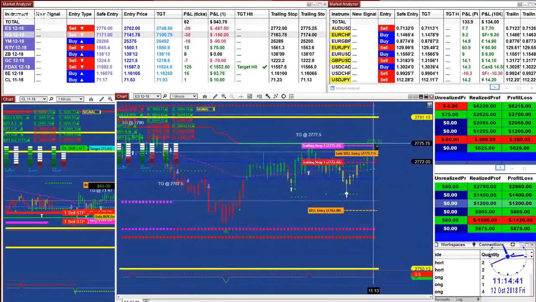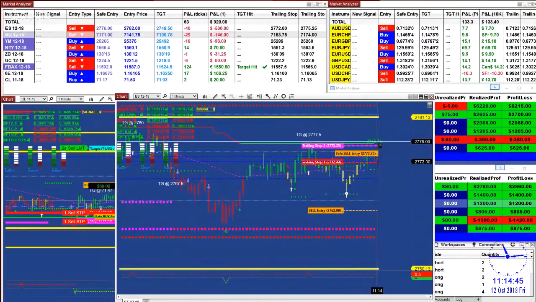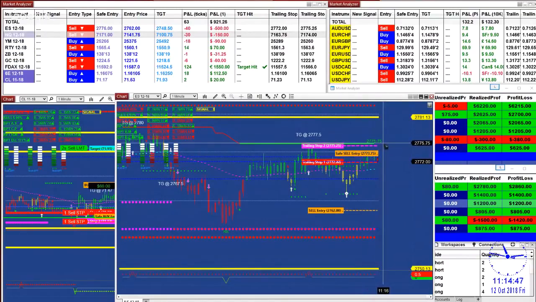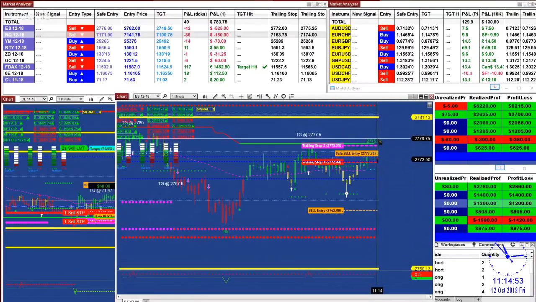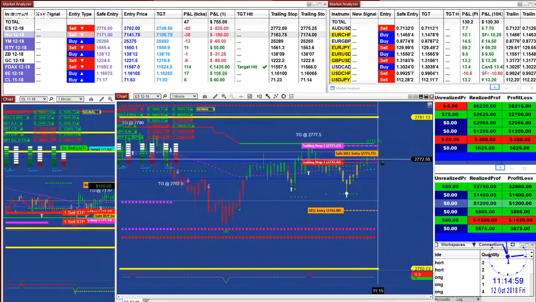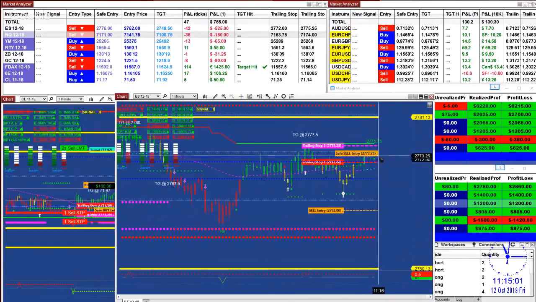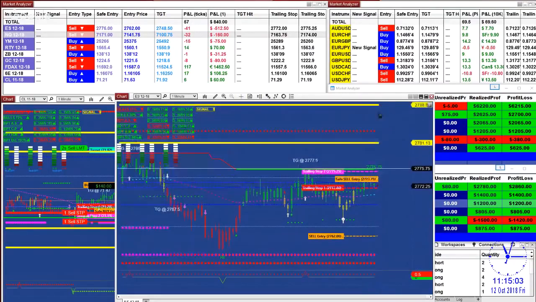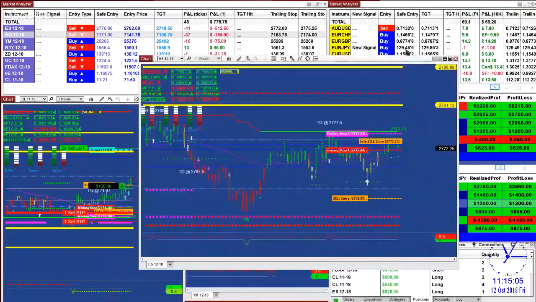Anything below that number here, 2775, is short. Anything below that number is short. Anything above that number, there are no more shorts, it's long. So for the ones who are trading at home, please be aware of that trade right there. It's not gonna go anywhere.